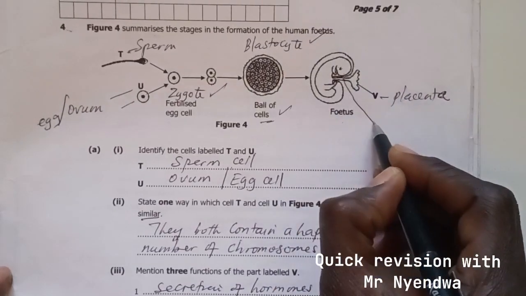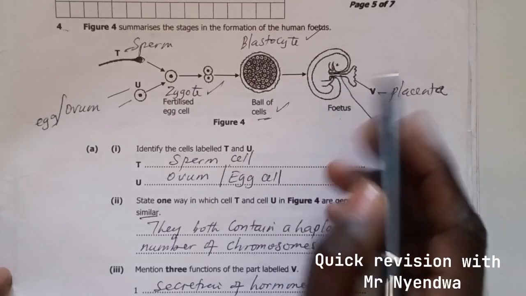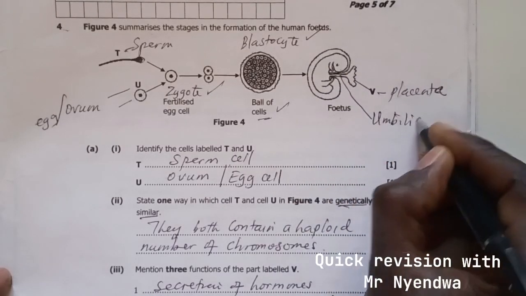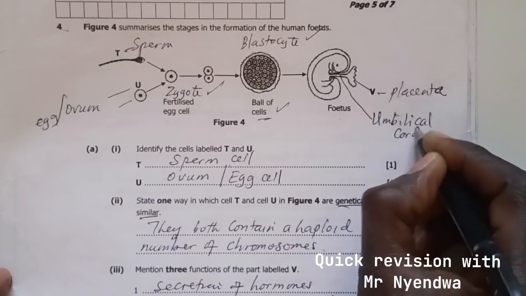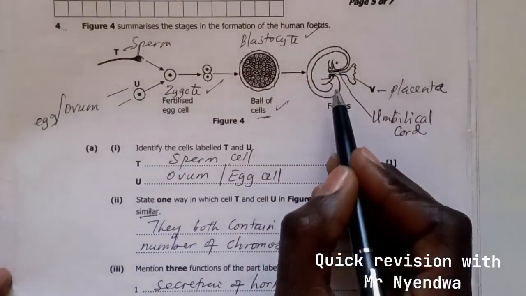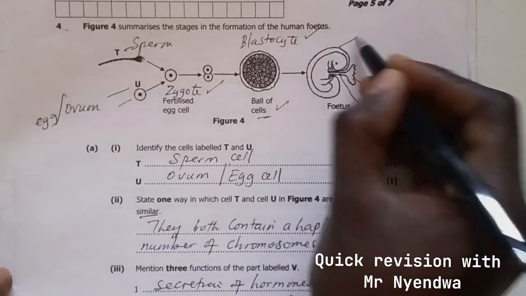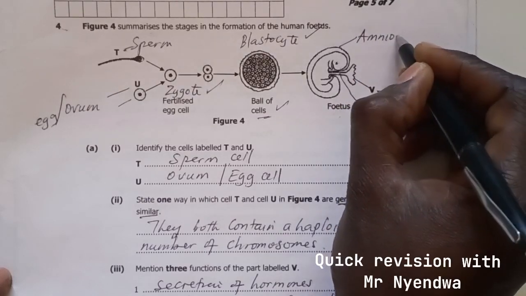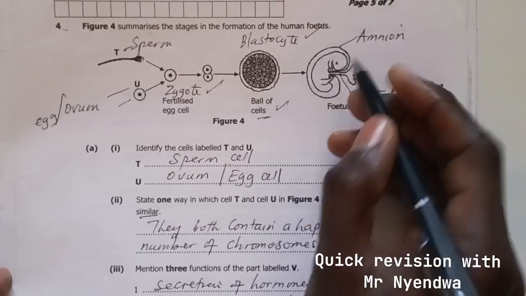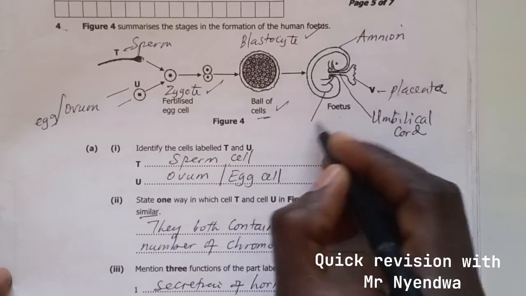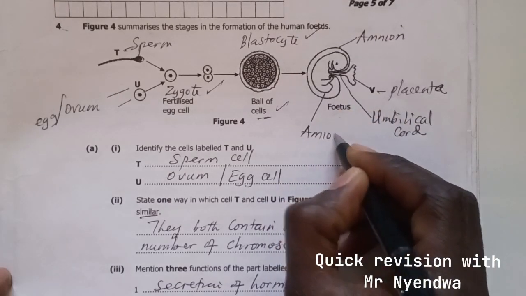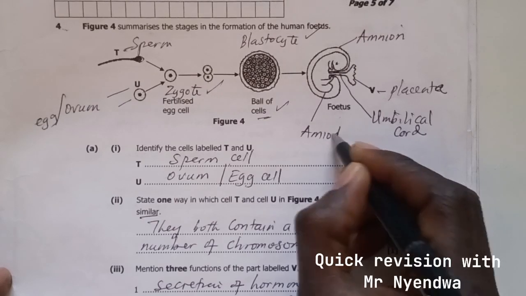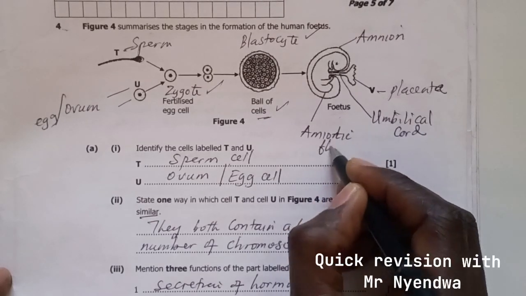And of course, that one here is what we call the umbilical cord. So you need to remember that. The child is actually enclosed in a sac, which we call the amnion. Then it is surrounded by a fluid, and that is what we call the amniotic fluid.